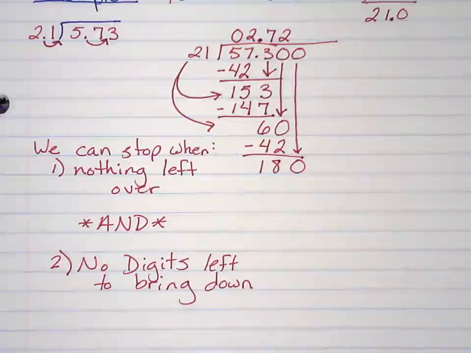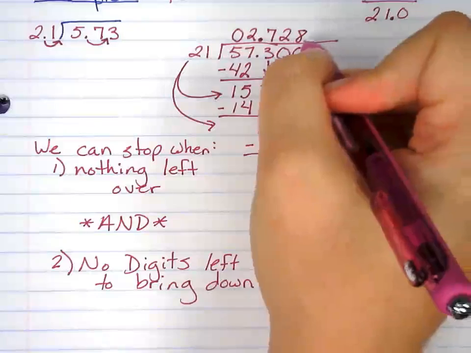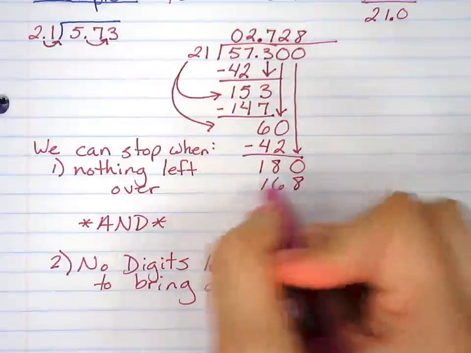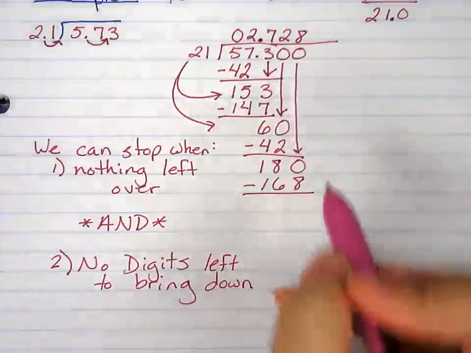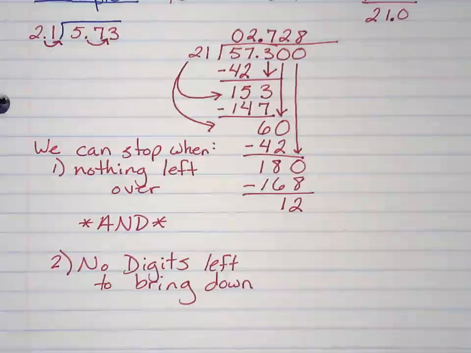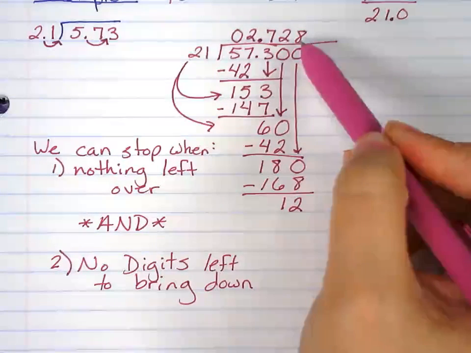So I need to see how many times 21 can go into 180. See, it's going to go 8 times. Mom's going to multiply. Well, 8 times 1 is 8. 8 times 2 is 16. Sister is going to subtract. 180 minus 168 is going to leave me with 12. Ugh, I still don't have a 0 left over, but I have my 3rd place after the decimal. So I'm going to go ahead and stop.